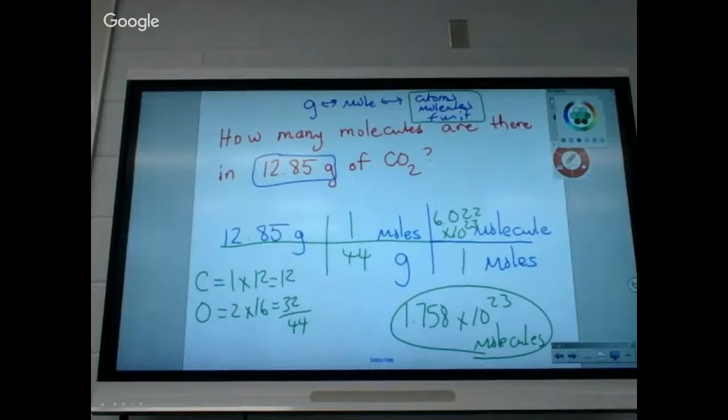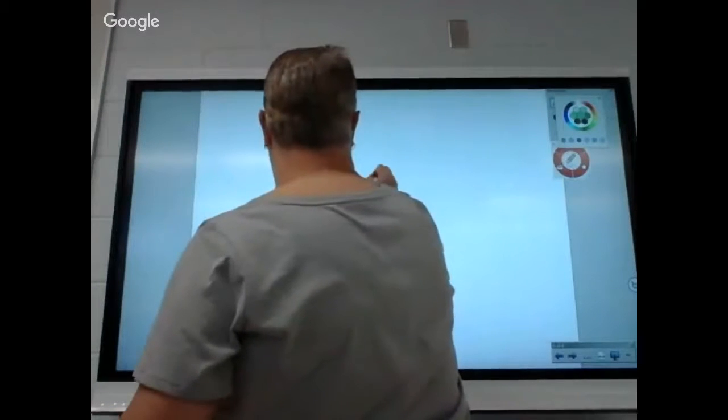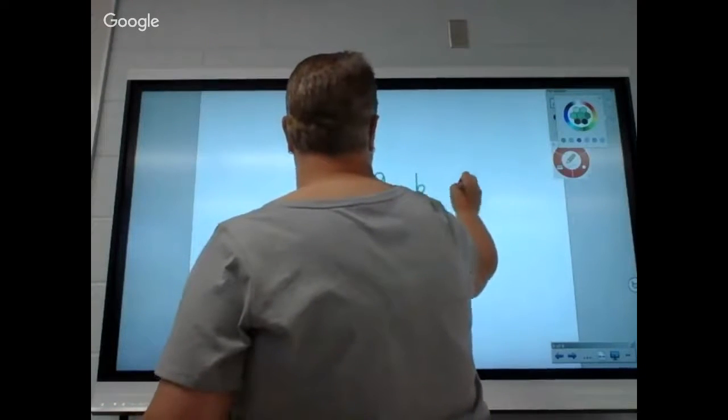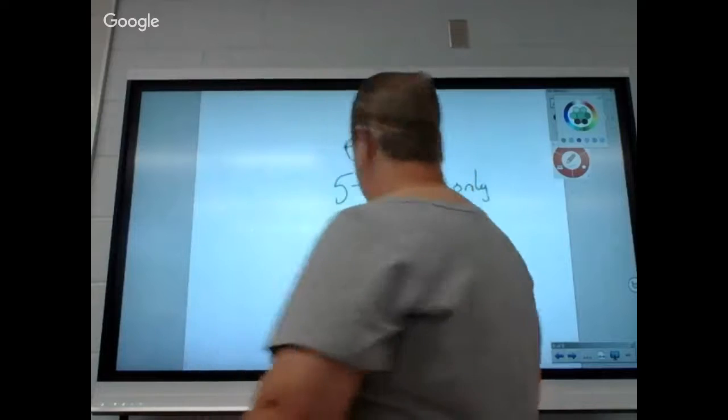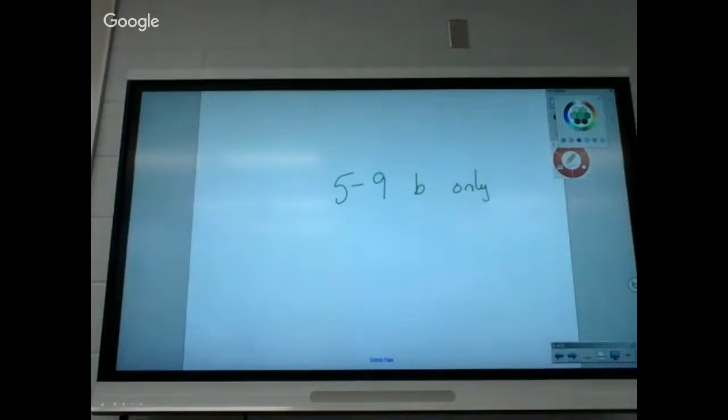All right, find the section that says problems. Everybody there? We're going to do 5 through 9, B only. Okay, so 5 through 9, B only. That's not many. You're going to draw the charts.